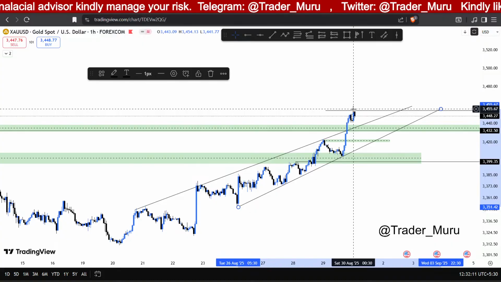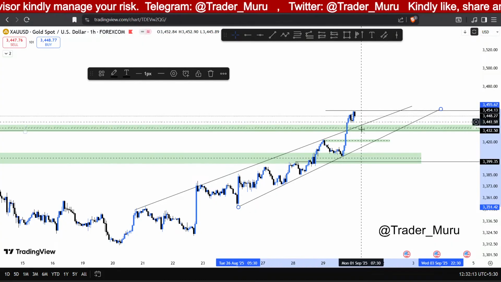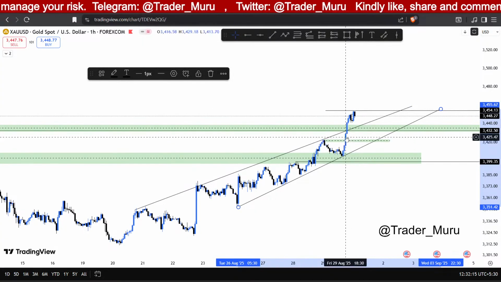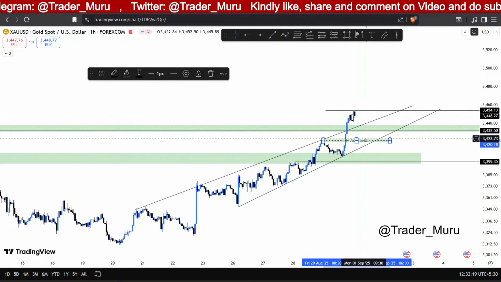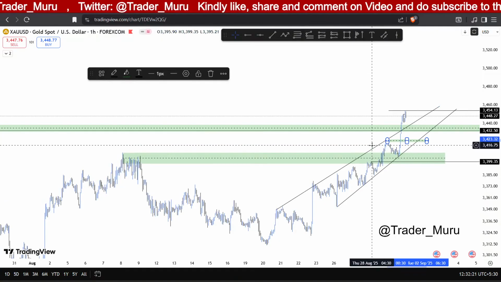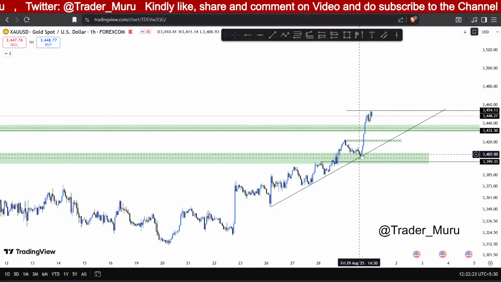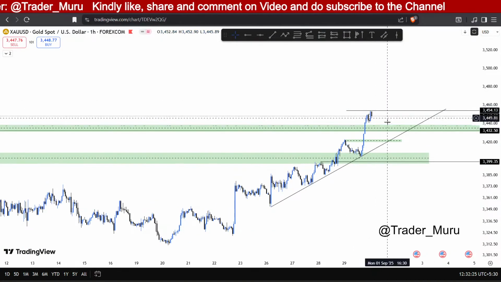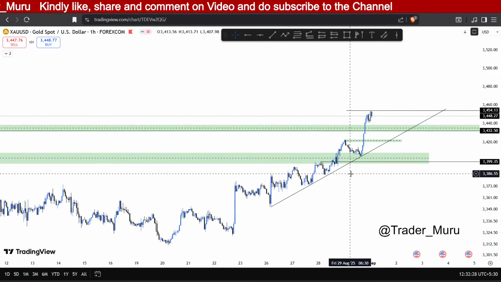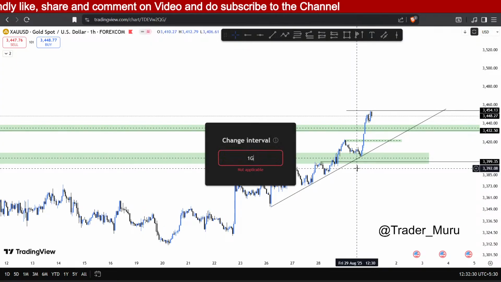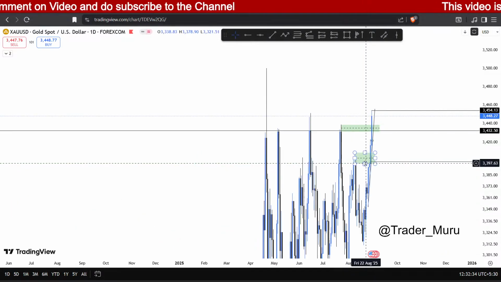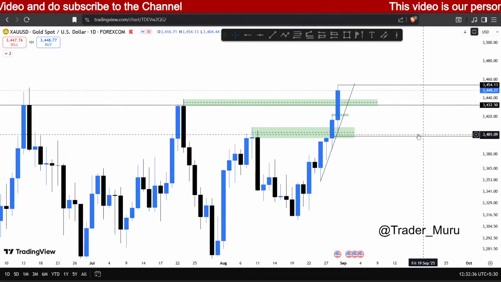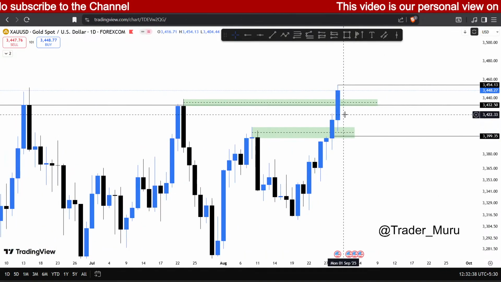Okay. So it's possible price slowly comes down to fill up all these FVGs and retest this area. This is one of the best areas. After that, we will be watching for a buy. I will let price just retrace a bit here. In the daily time frame, price has left a big FVG here, which is close to this area.